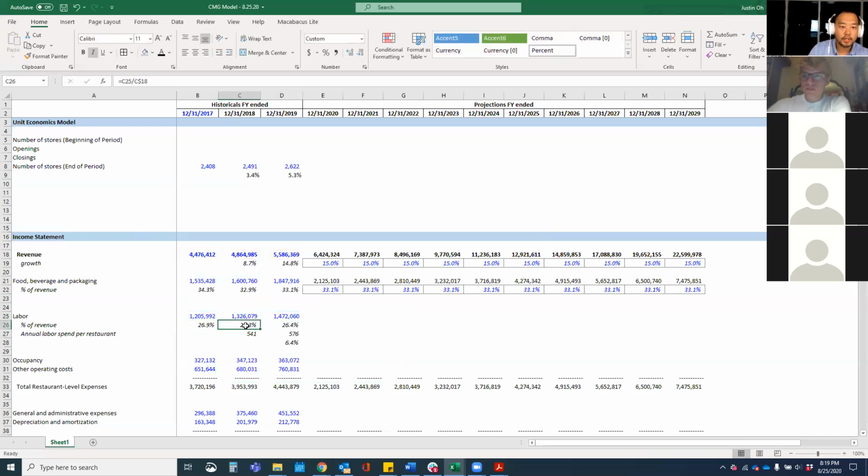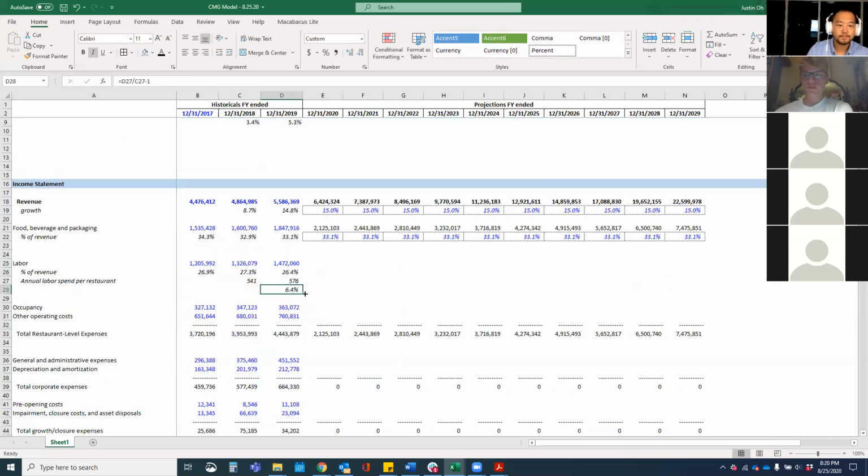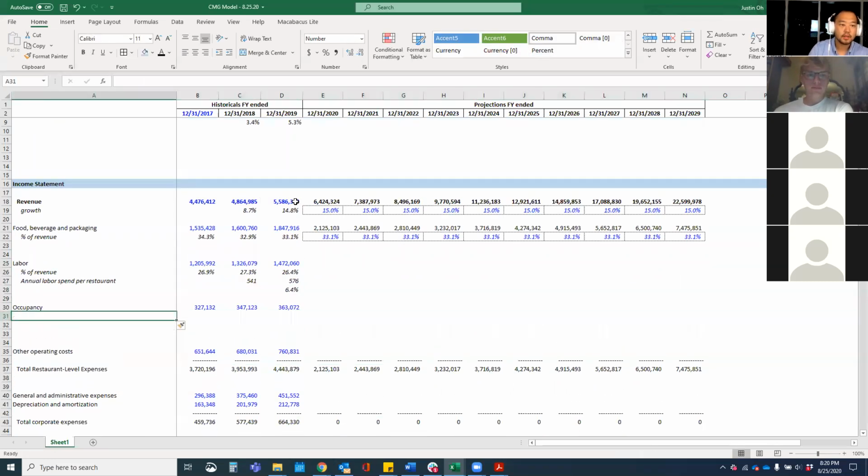Right, so this one increased here, and you won't really know why unless we project it back, right? This doesn't really tell me much, like this increased, but why did it increase? But this tells me a lot. It tells me they spent more per restaurant. I don't know why. Occupancy is kind of the same thing.